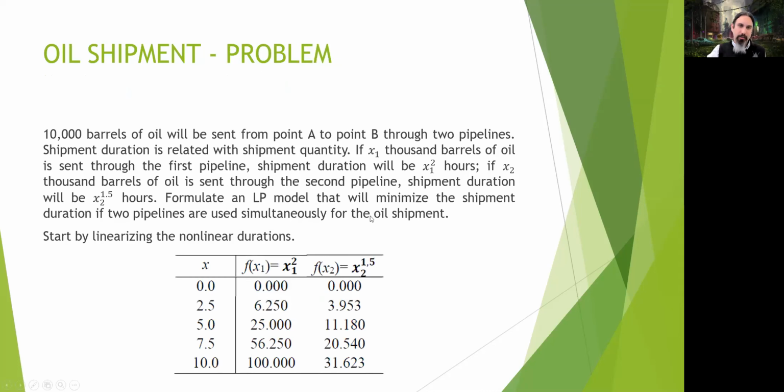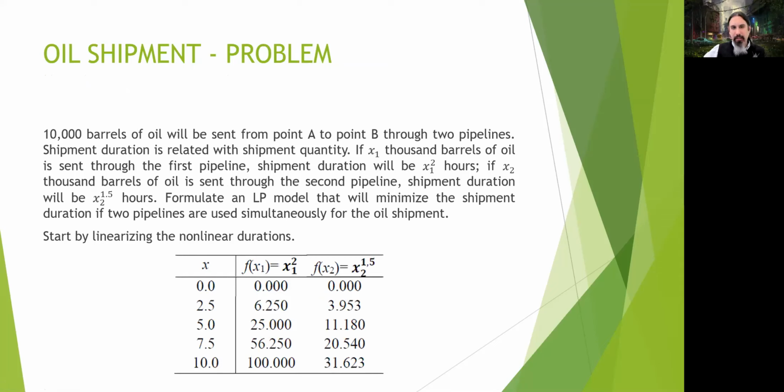Okay, how does this work? Simple problem, a simple model. 10,000 barrels of oil will be sent from point A to point B through 2 pipelines. We have 2 pipelines. Shipment duration is related to shipment quantity. Okay, the more you send, the longer it takes.